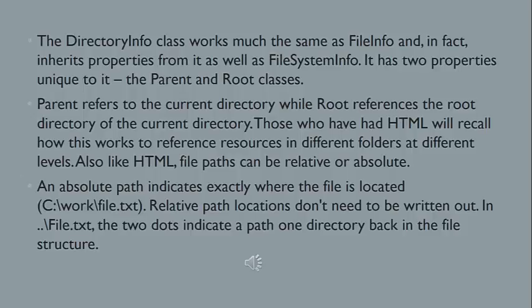An absolute path indicates exactly where the file is located. (C:\work\file.txt). The relative path locations don't need to be written out. In ..\file.txt, the two dots indicate a path one directory back in the file structure.